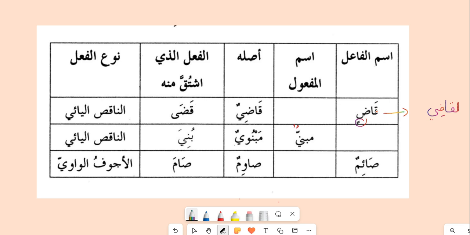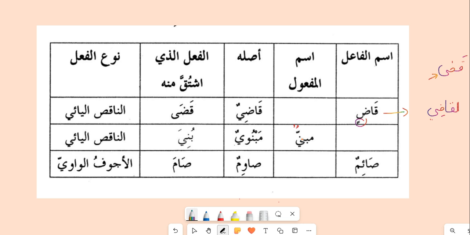So it is ismun fa'il, comes from the verb qada. Again, if you see the alif makhsura at the end, it changes to ya, it is naqis al-ya'i. So qadiyun, this is the original, and the fa'il is qada, and it is naqis ya'i.